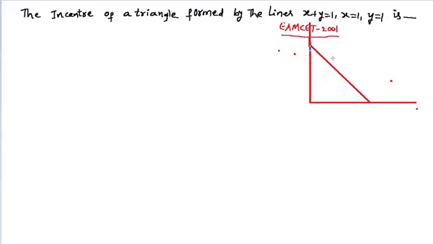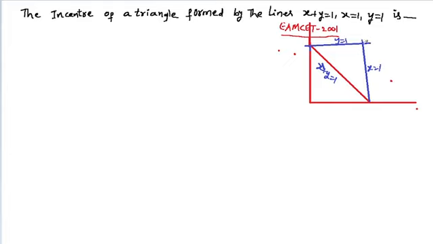Here x is equal to 1 is given. This is the line x plus y is equal to 1, and this is the line x is equal to 1, which is parallel to the y axis. And this is the line y is equal to 1.